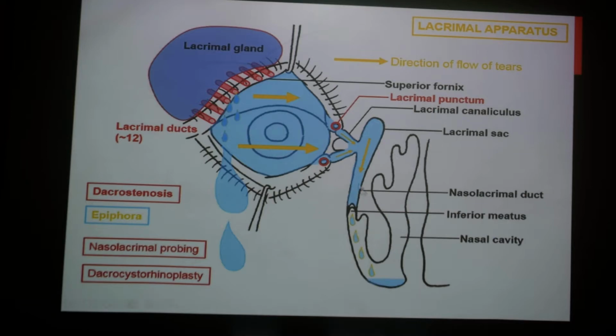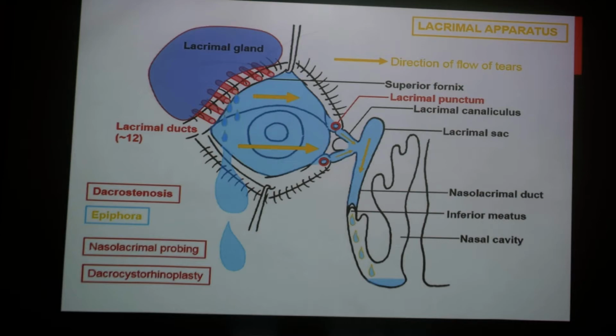If there is a complete obstruction of the nasolacrimal duct, then you would probably need to do a procedure called dacryocystorhinostomy. That means you are going to create a nasolacrimal duct system to overcome the obstruction. Why do you need to have this duct system here?